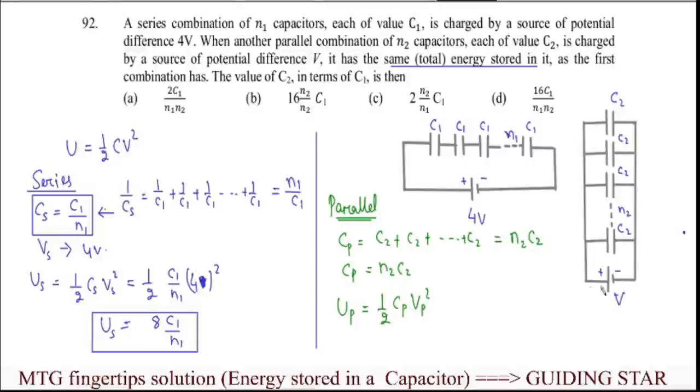Vp square. But here Vp is how much? Vp is V, because this is the potential difference across all, that means across this combination. So here, in this particular case, how much will this be? Half Cp is n2C2, and here Vp is simply the potential difference, V here, 4V. Okay, 4V, that means we can write that one.